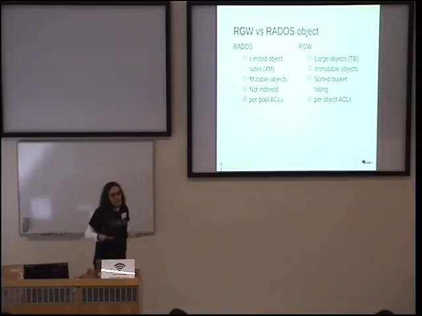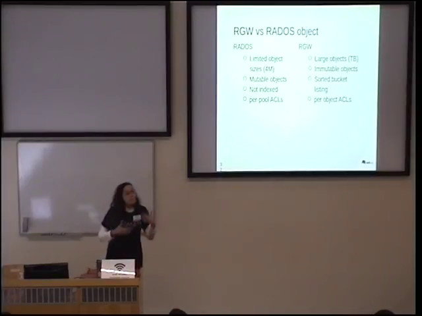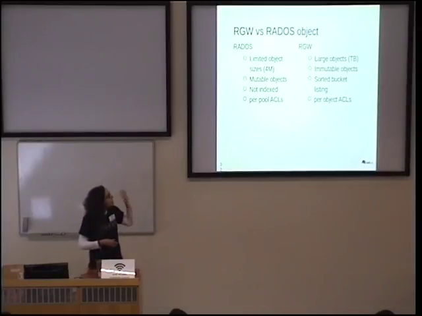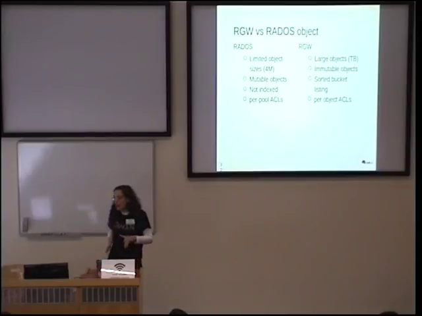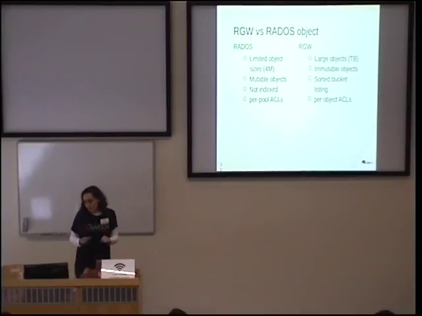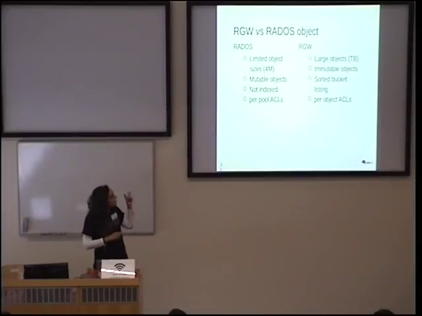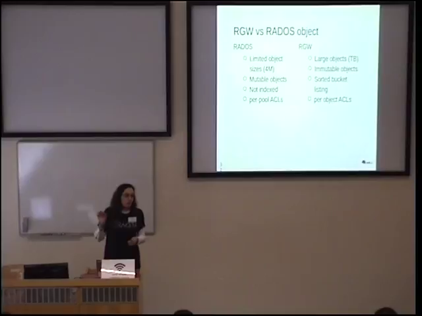But we don't just need the REST API. So let's compare a Redis Gateway object and a Redis object. Redis objects are limited in size. The default is 4 mega. You can increase it to 8 or 16, but that's the limit. Who knows the maximum size of an object you can create in S3 with multi-part upload? 5 tera. So you can create an object of 5 tera. That means that's not enough for us.